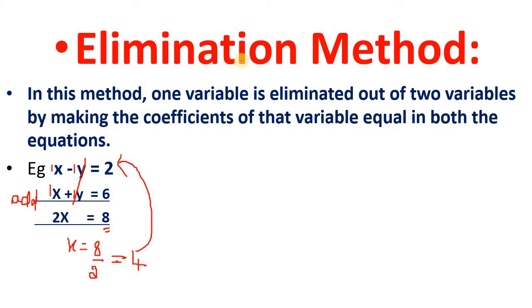So this method is called the elimination method. In this elimination method, one variable is eliminated. Here there are two variables in the equation, one is the x variable and the other is the y variable. Of these two variables, any one is eliminated. After eliminating one of the variables, we find the other variable, and its value is substituted into any one of the equations, and we find the remaining variable. So this method is called the elimination method.